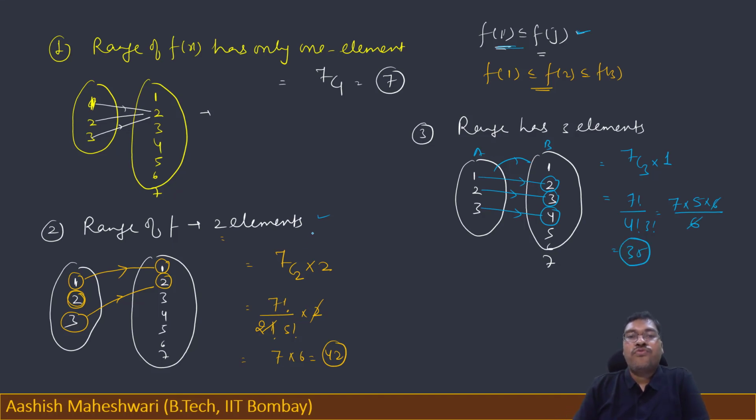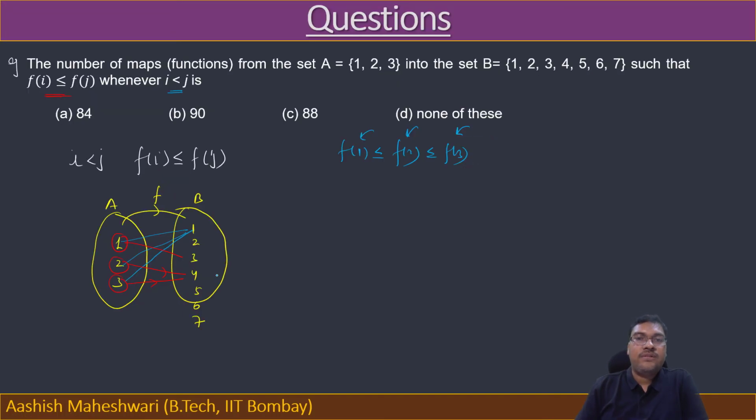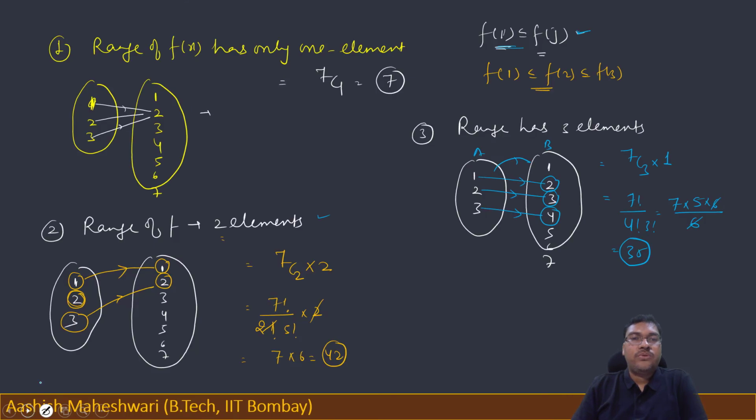So how many total functions do we have? Can we say this is 7 plus 35 plus, what was the answer, sorry, this was 42. So this is 84. So you can say what is the answer? Total number of functions from A to B under this condition will be equal to 84. So I hope you have understood why we have taken 3 cases and how we got this total number of functions. This concept is again very important: how to calculate the number of functions in different cases.